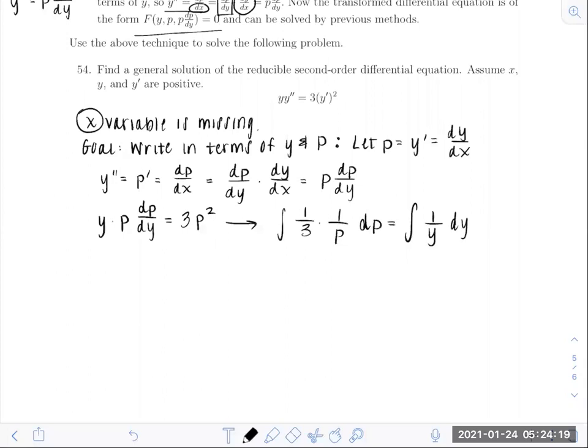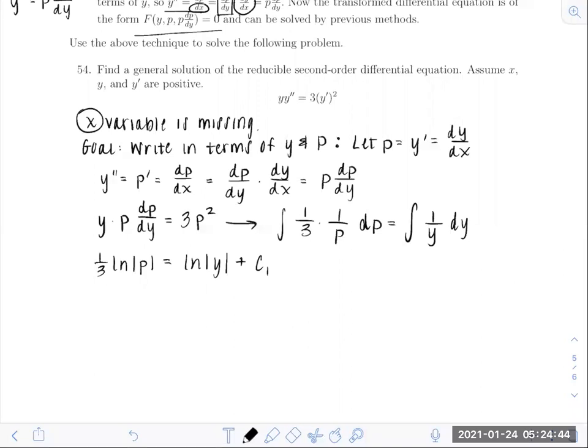All right, so let's go ahead and integrate. This is 1/3 natural log of the absolute value of p equals the natural log of the absolute value of y plus some constant of integration. Now I'm going to write that as C1 because we're going to end up having multiple constants of integration.